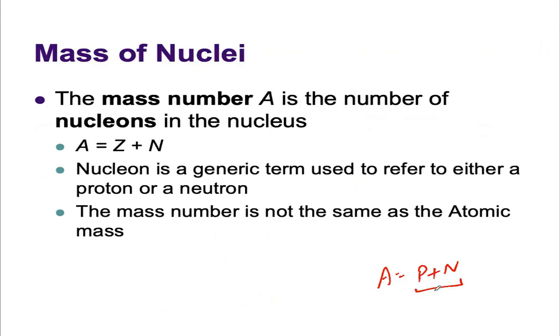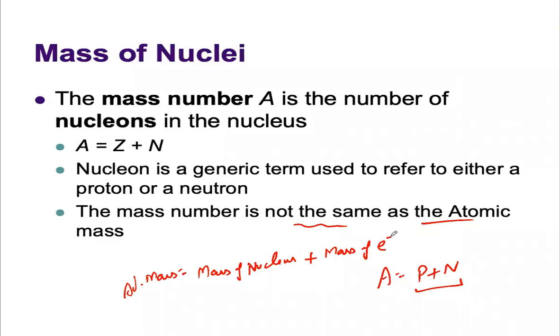And here I would like to say that the mass number of nuclei is not the same as that of the atomic mass, because the atomic mass is the mass of nucleus plus mass of electrons, that is, the atom in which however many electrons are present, their mass also has to be considered.